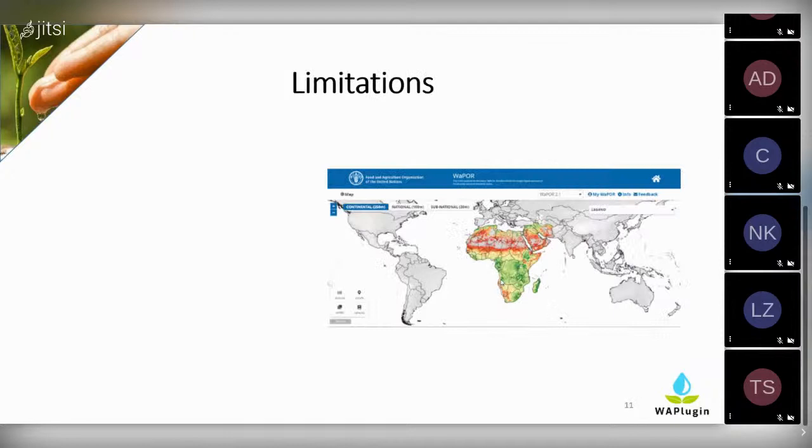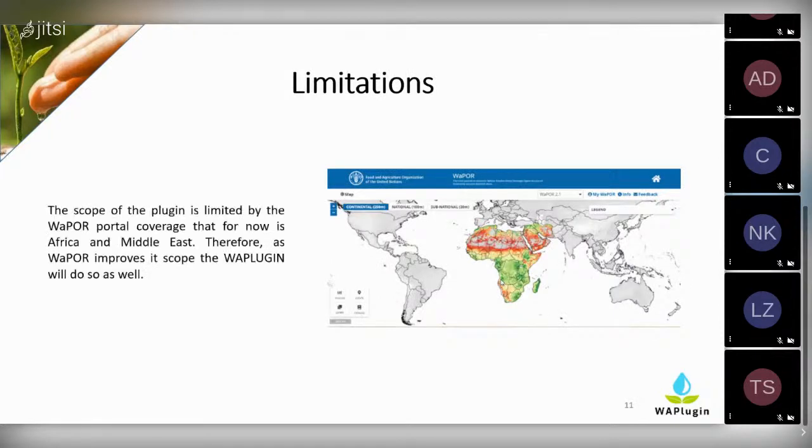Some limitations that we identify is that, as it was mentioned by Hans in the video, the WaPOR platform for now just works for or has data for Africa and Middle East. And the plan is to keep growing their coverage to many other countries and continents. So as the WaPOR platform keeps growing, the WaPlugin also will keep growing with their coverage.